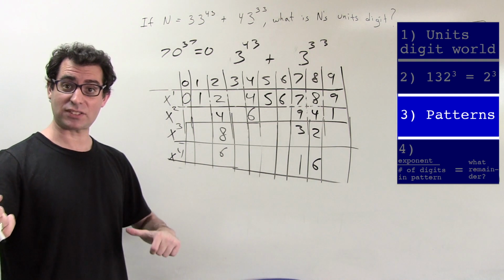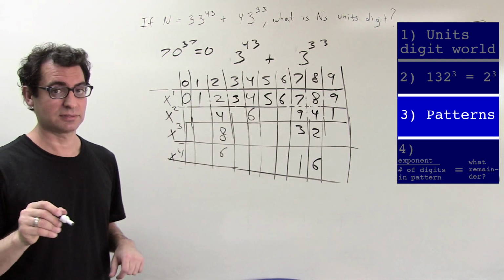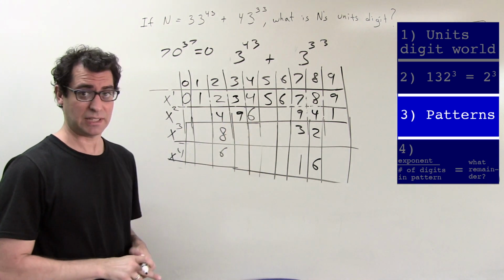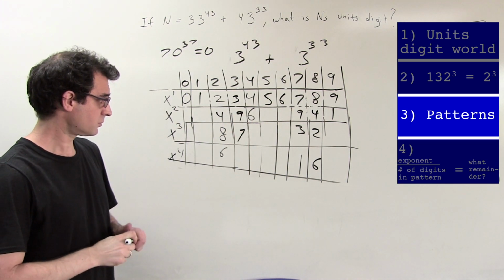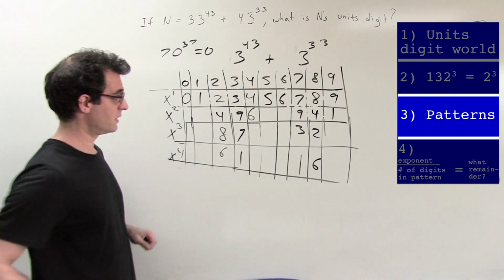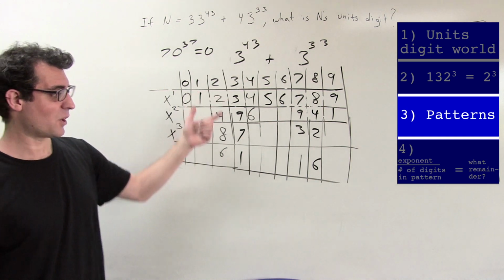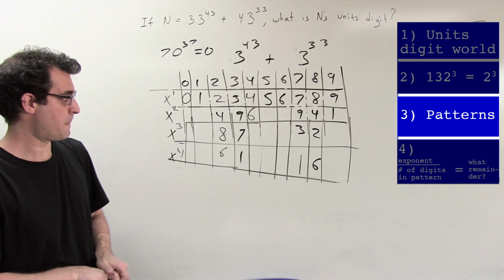3 to the 1 is 3. 3 to the 2, 9. 3 to the 3, 7. 3 to the 4, 1. And now we start over again, because 3 to the 5, 1 times 3 is 3.